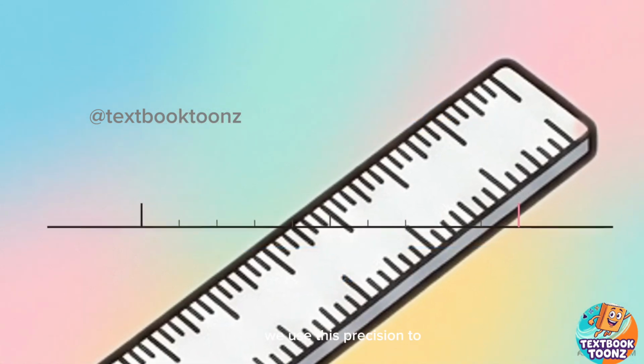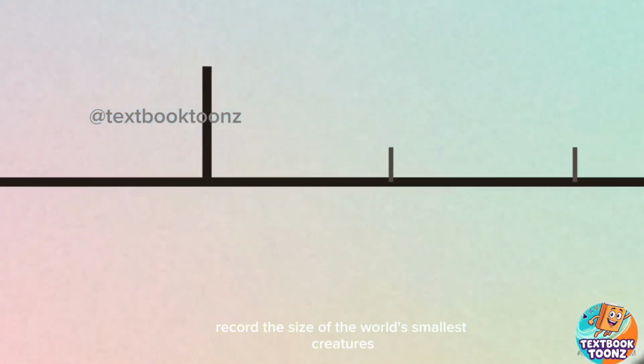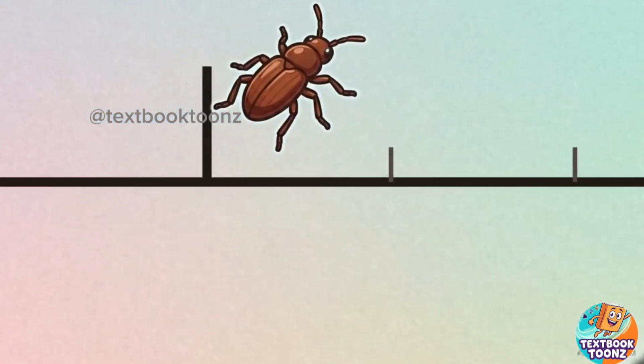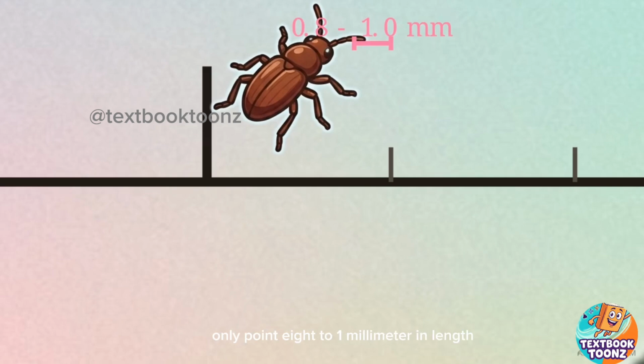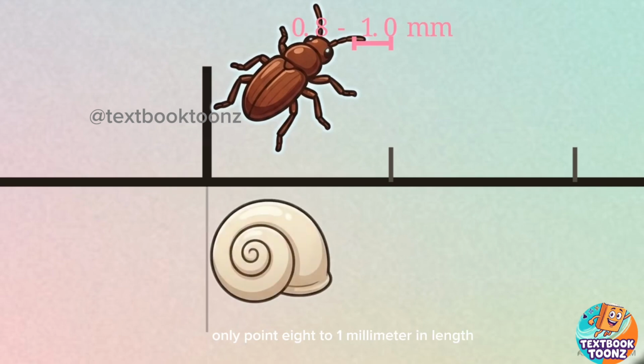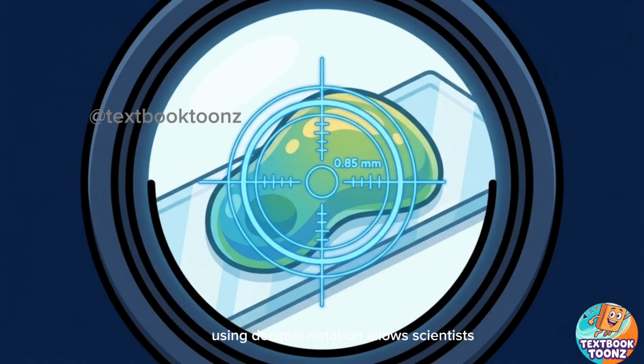We use this precision to record the size of the world's smallest creatures. This is the Carabera bruni ant, which measures only 0.8 to 1 millimeter in length. Next to it is the Acmella nana, a land snail with a shell diameter of 0.7 millimeters. Using decimal notation allows scientists to categorize these microscopic dimensions without losing the relationship to the larger centimeter scale.